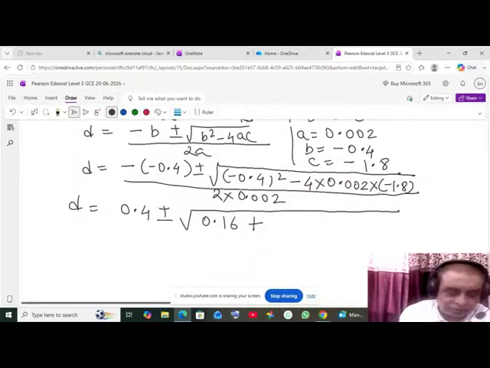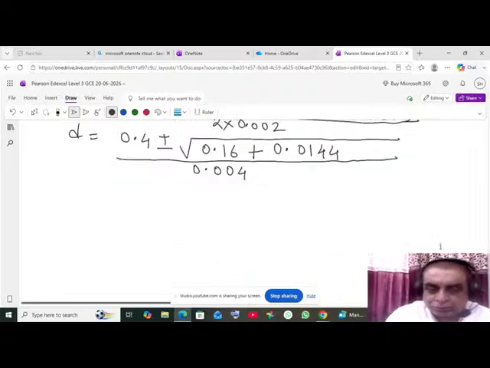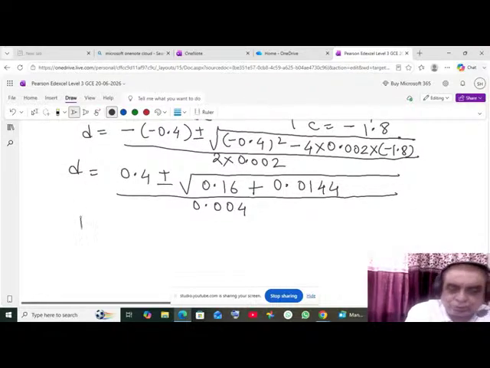So you multiply all these numbers. The answer will be positive because negative multiplied with negative is positive. 4 multiplied with 0.002, then you further multiply it with 1.8. So this number comes to 0.0144, whole divided by 2 multiplied with 0.002, which is 0.004. Now you do the calculation and get the value of D.